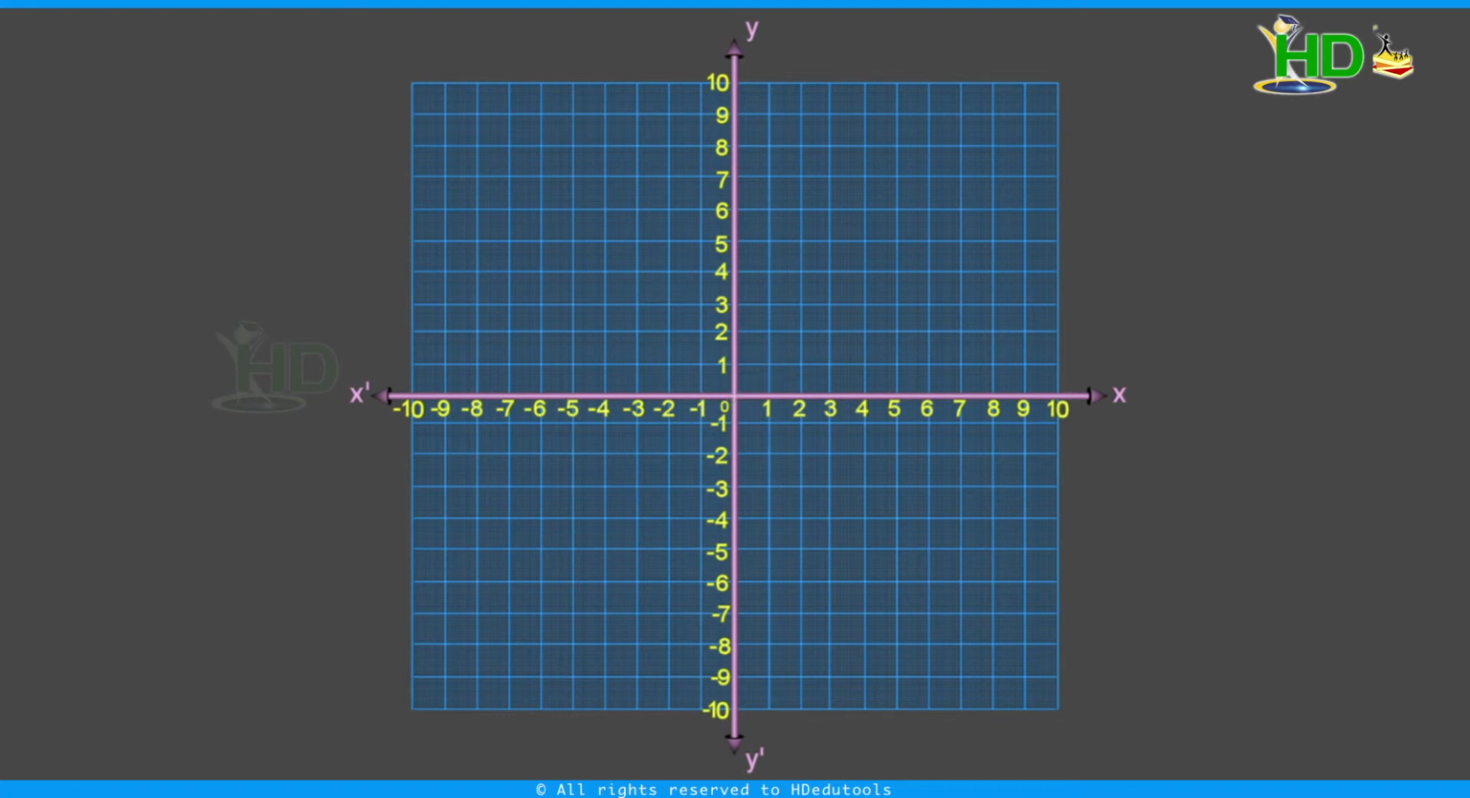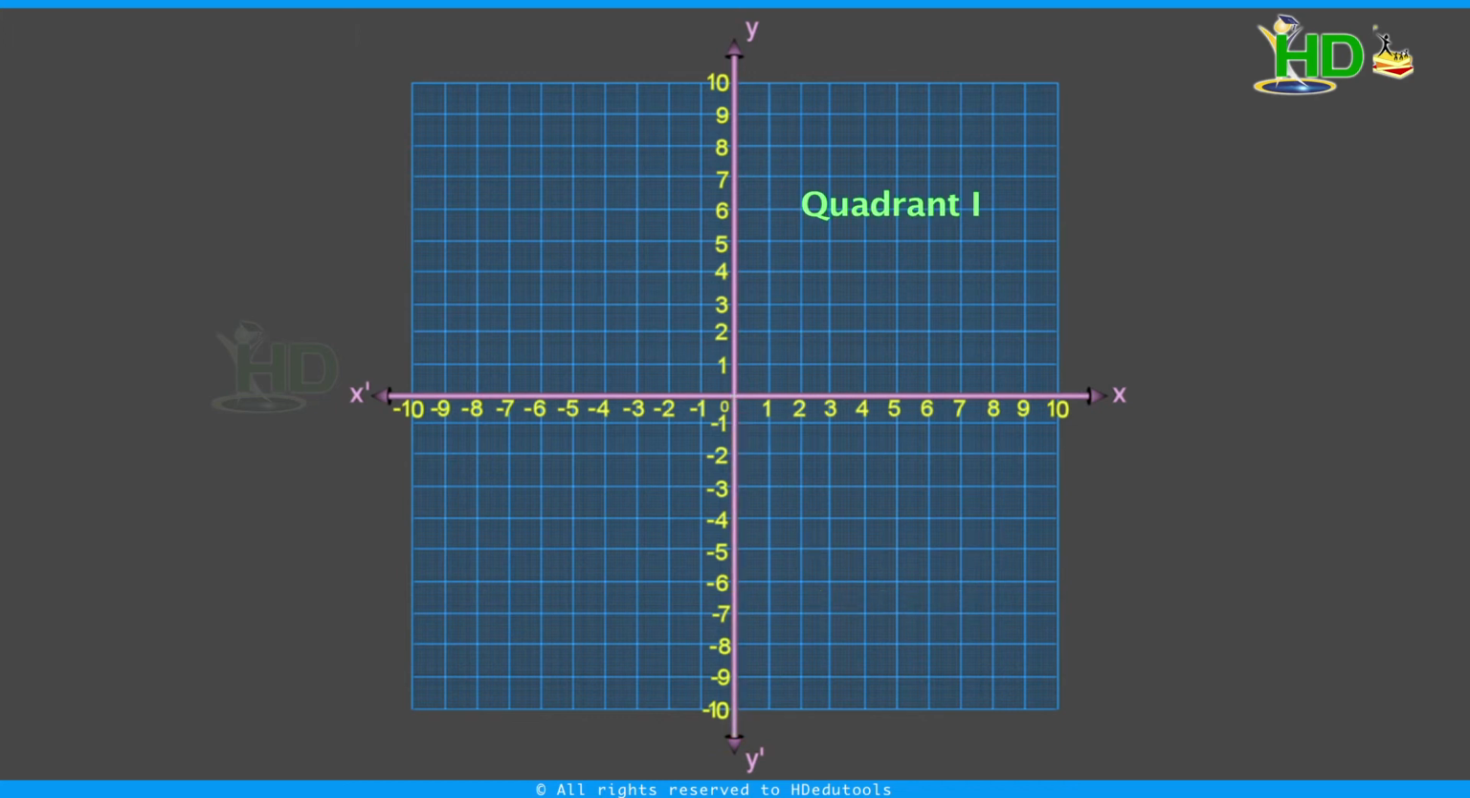To locate any point, we use two coordinates. One is the x-coordinate, another is the y-coordinate. The x-coordinate is also called abscissa and the y-coordinate is also called ordinate. And the signs of coordinates: in the first quadrant, x is positive, y is positive. In the second quadrant, x is negative, y is positive. In the third quadrant, x is negative, y is negative. In the fourth quadrant, x is positive, y is negative.